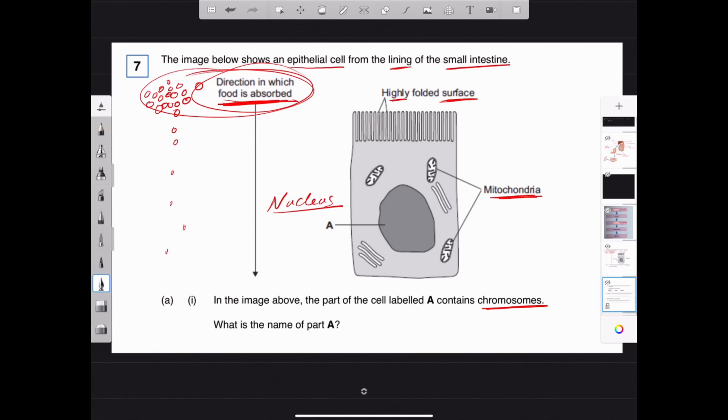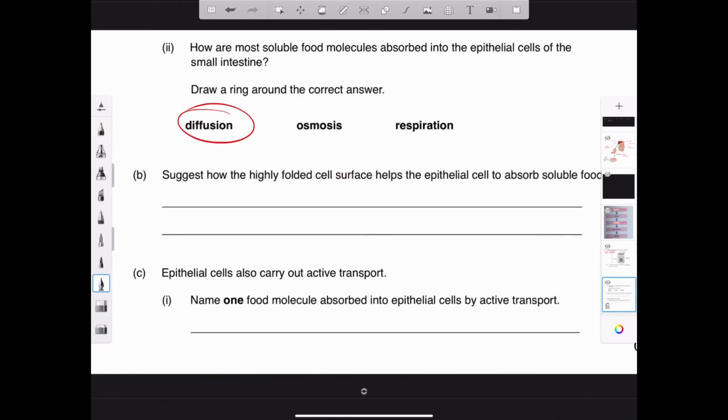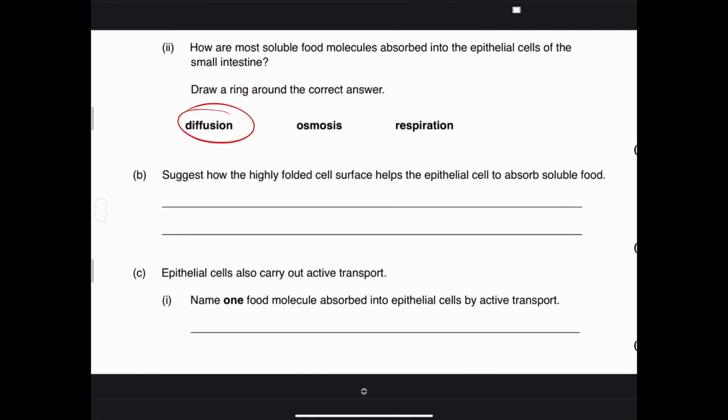So what we say is, it says, suggest how the highly folded cell surface helps the epithelial cell to absorb food. It's a 1-mark question. We just say it increases the surface area. Increases the surface area of the cell.